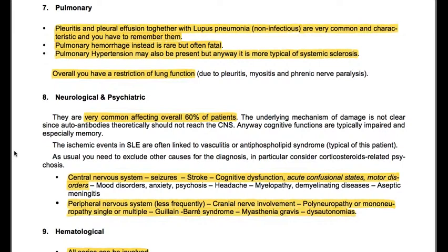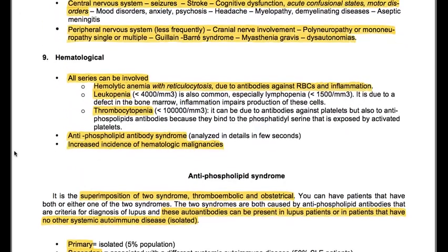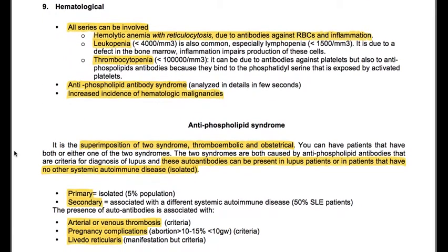You can have central nervous system involvement: seizures, stroke, cognitive dysfunction, acute confusional states, motor disorders, mood disorders, anxiety, psychosis, headache, myelopathy, demyelinating diseases, aseptic meningitis. The peripheral nervous system, less frequently: we have cranial nerve involvement, polyneuropathy or mononeuropathy, single or multiple, Guillain-Barré syndrome, myasthenia gravis, and dysautonomias. Hematologic manifestations: all series can be involved.